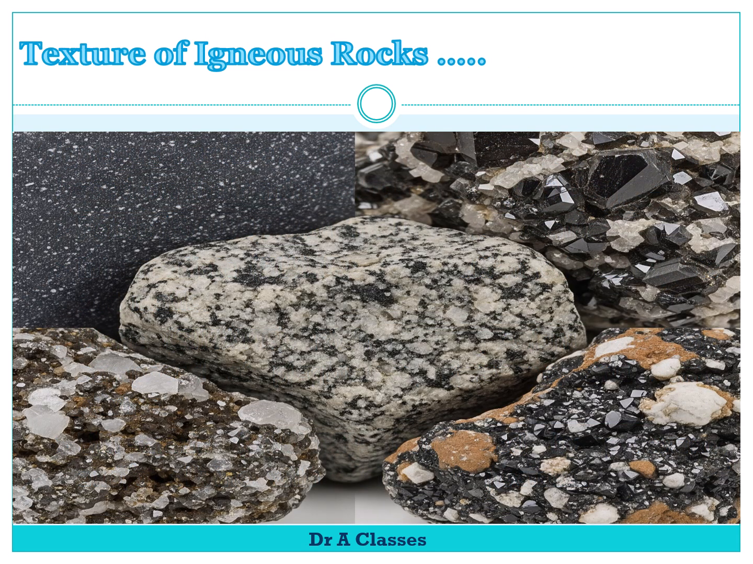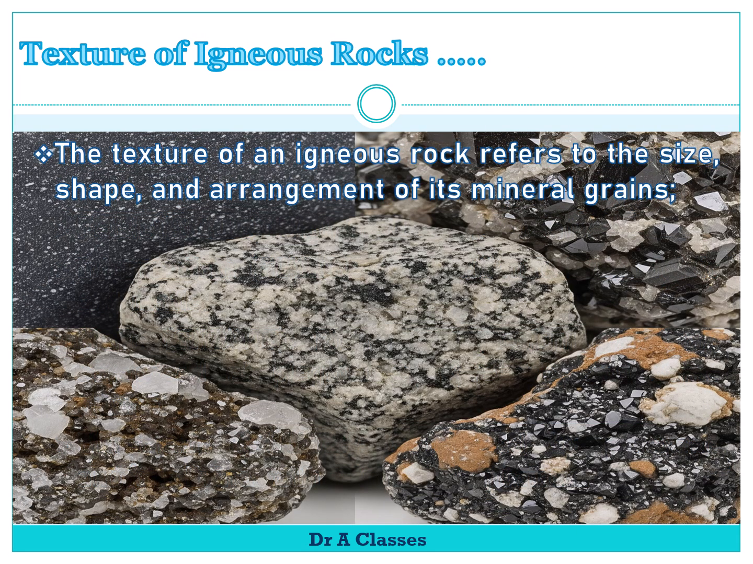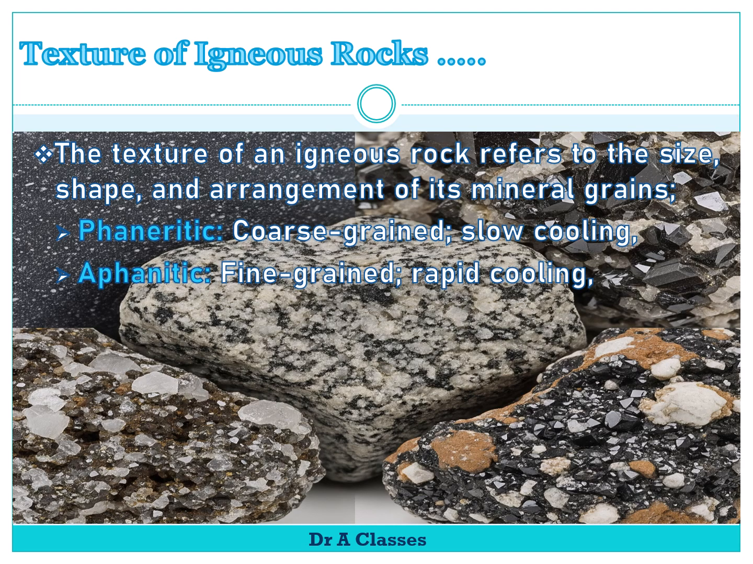Texture of igneous rocks. The texture of an igneous rock refers to the size, shape, and arrangement of its mineral grains, and it provides critical information about the rock's cooling history and environment of formation. Phaneritic texture indicates slow cooling, typically in intrusive environments where crystals have time to grow large, as seen in granite or gabbro. Aphanitic texture results from rapid cooling, typically from volcanic eruptions, forming rocks like basalt with tiny, barely visible crystals.